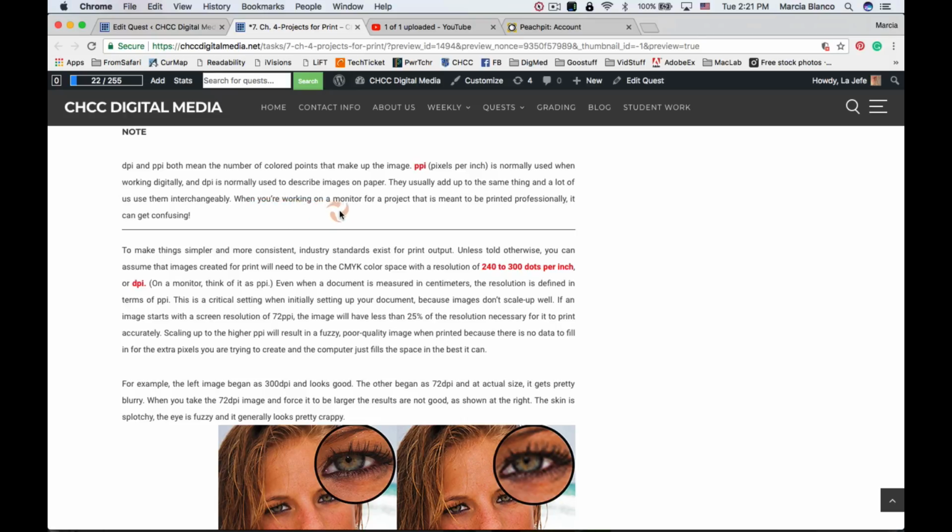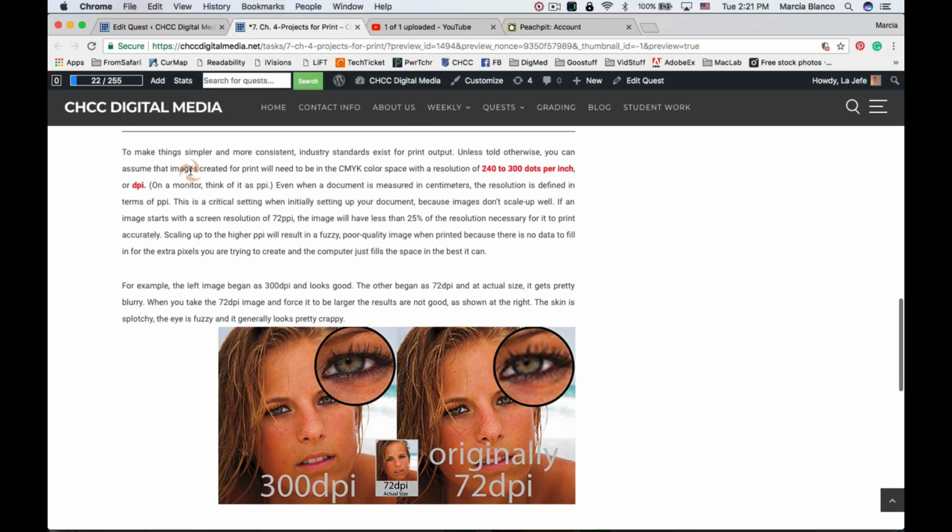When you're working on a monitor for a project that is meant to be printed professionally, it can get confusing. To make things simpler and more consistent, industry standards exist for print output. Unless told otherwise, you can assume that images created for print will need to be in the CMYK color space with a resolution of 240 to 300 dots per inch, or DPI. On a monitor, think of it as PPI. Even when a document is measured in centimeters, the resolution is defined in terms of PPI.